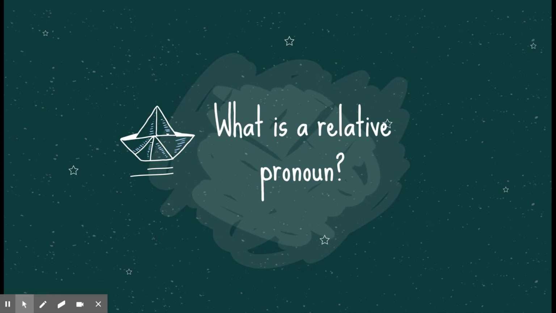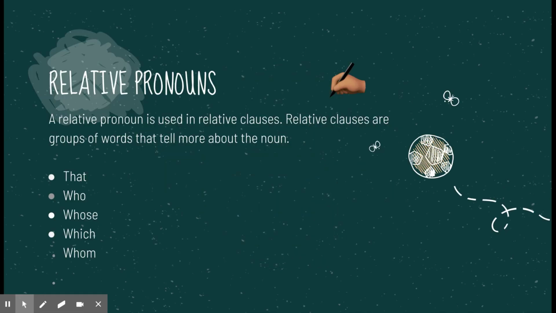So, what is a relative pronoun? We have talked about pronouns, but now we're adding on to it, such as a relative pronoun. Examples of regular pronouns would be he, she, him, and I. But what makes it a relative pronoun? A relative pronoun is used in relative clauses. And relative clauses are a group of words that tell us more about the noun.